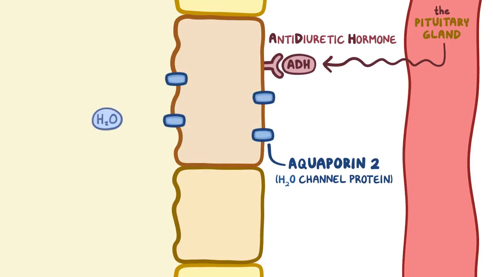This allows water in the lumen of the tubule to rapidly cross the apical membrane and get into the cell, and then continue the journey across the basolateral membrane into the interstitium and nearby peritubular capillaries. This process of osmosis shifts water from the lumen back into the circulation.